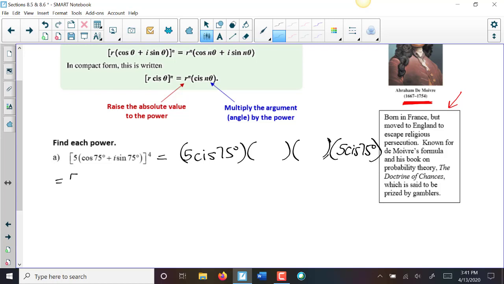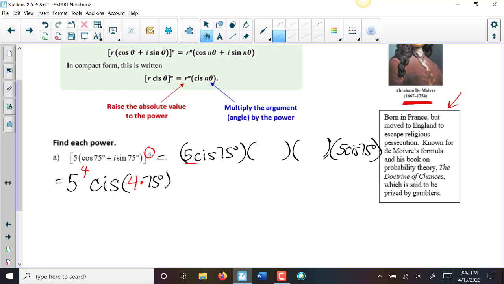All right, but you'll see when it wouldn't be fun. Okay, so 5 times itself 4 times. So that would be 5 to the 4th power. We're using that power 4. And that would be CIS. And then we're adding up 75 4 times. So we're going to take that power 4 times whatever the angle is, times 75.